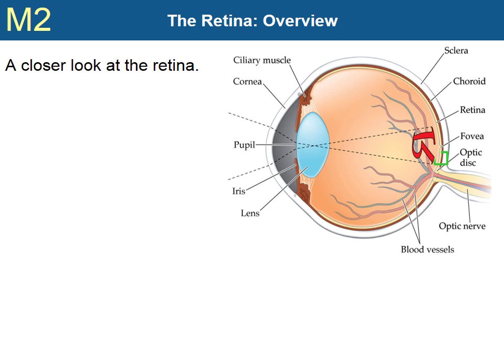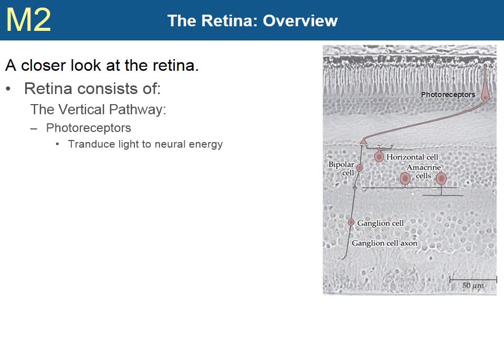Let's zoom in on the retina and look at the neurons involved in visual processing. First, let's look at what is called the vertical pathway. It begins with the photoreceptors. These are the specialized neurons that transduce or convert light energy into neural energy. By neural energy, I mean the electrochemical process of action potentials and neural transmission.